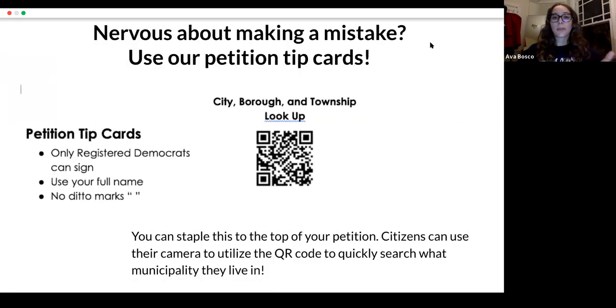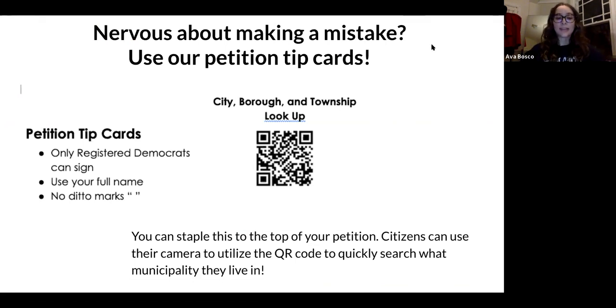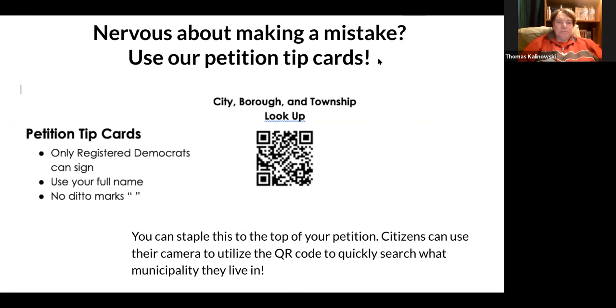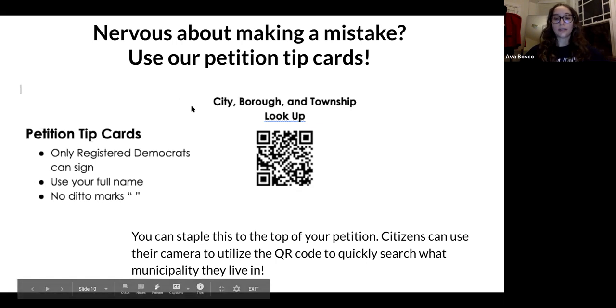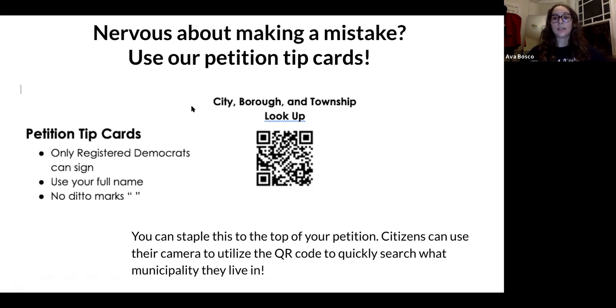Because this is a place where people might make frequent mistakes, we created these petition tip cards. It's a little sheet of paper that you can staple to the top of your petition. It has the 3 reminders here: only registered Democrats can sign, use your full name, and no ditto marks. Here, citizens can use this QR code to quickly search what municipality they live in if they don't know it off the top of their head. It will bring them to one of the Pennsylvania Department of State websites, and there they could likely also access what particular districts they live in if they also do not know that information.